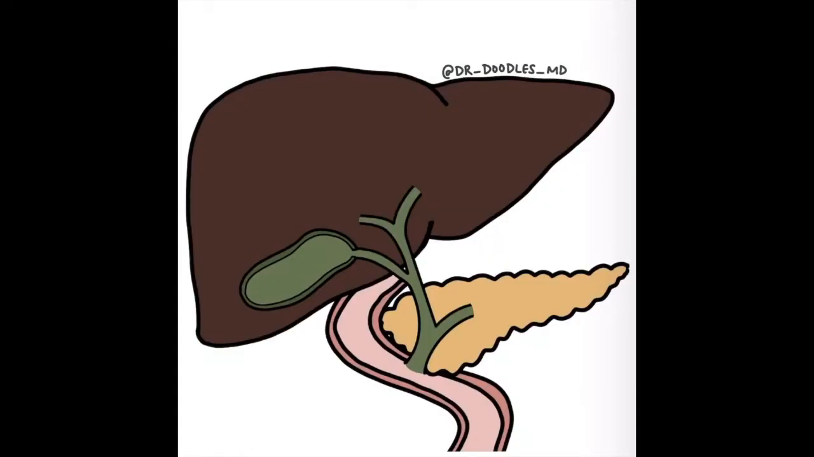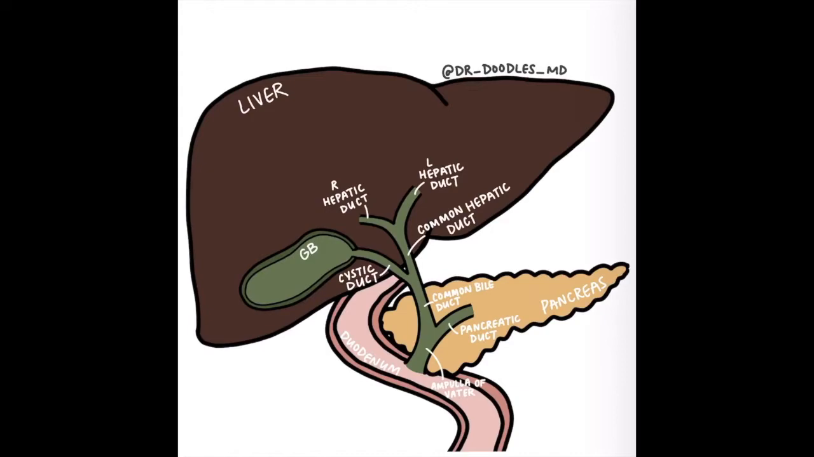Here we are looking at the major components of the biliary system. The right and left hepatic ducts meet to form the common hepatic duct. The cystic duct, which drains the gallbladder, meets with the common hepatic duct to form the common bile duct. The pancreatic duct meets with the common bile duct to form the ampulla of Vater, which drains into the duodenum.